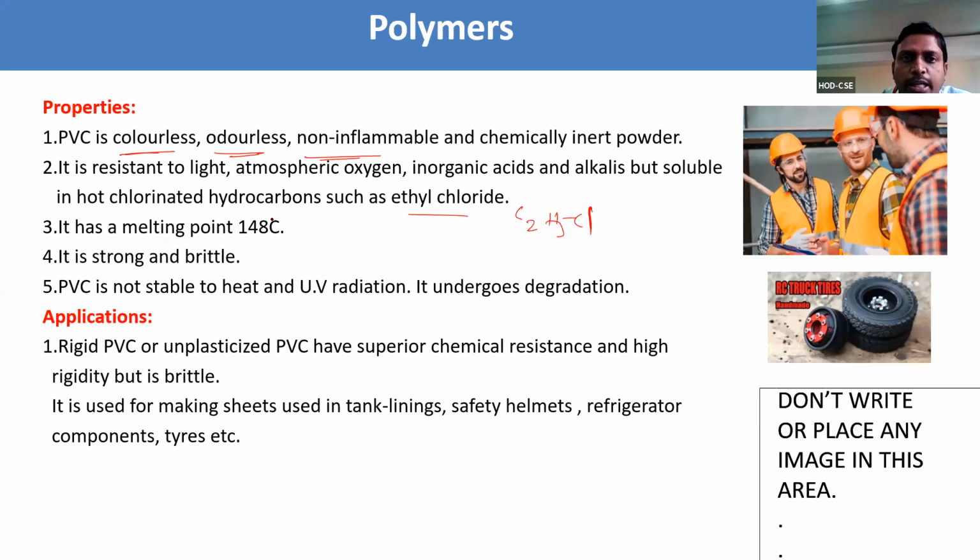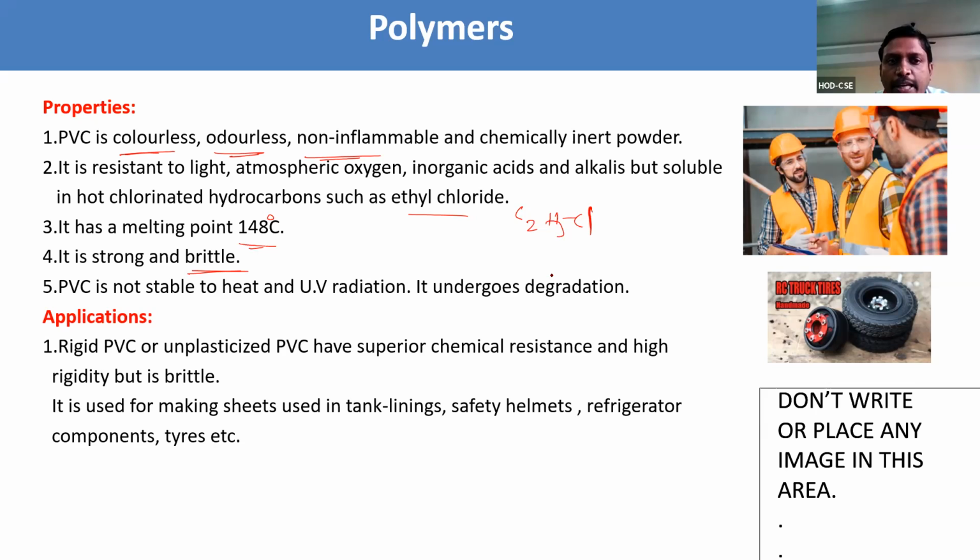The melting point of PVC, polyvinyl chloride, is 148 degrees centigrade. It is strong and brittle in nature, and PVC is not stable to heat and UV radiation. It undergoes degradation.